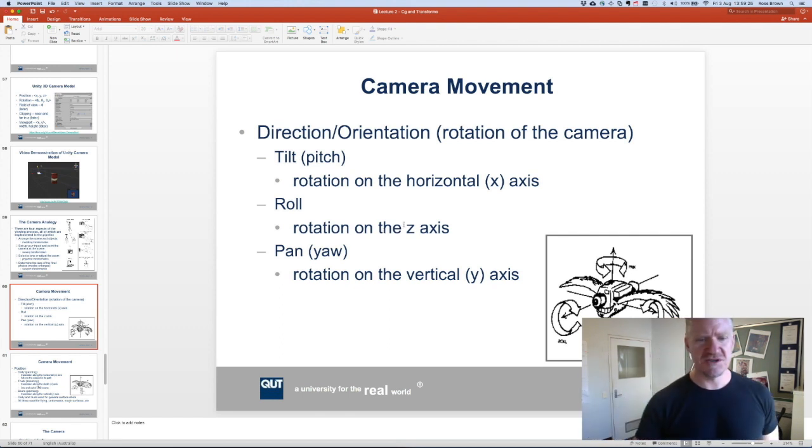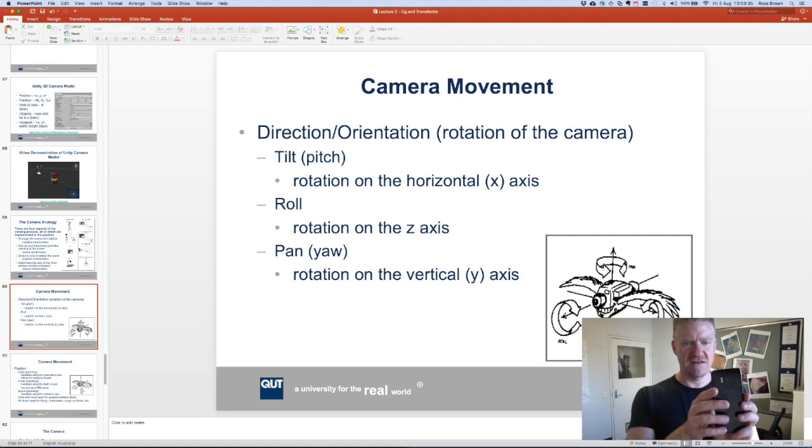Camera movement, so the rotation of the camera. Tilt is rotation on the x-axis. Roll is rotation on the z-axis, so I guess if the camera's up like this.